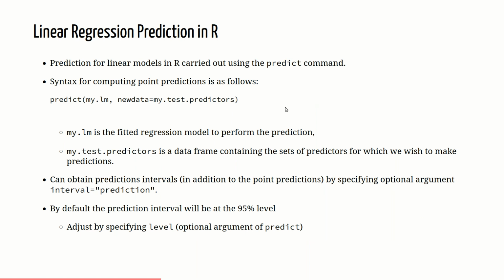But all of these models can do the prediction process, right? And so how do we do the prediction process for a linear model? We use the predict function. We throw our model in and we specify a new set of data to do the prediction.